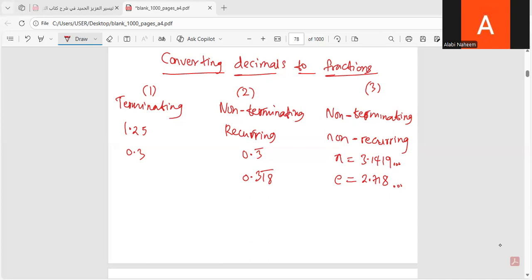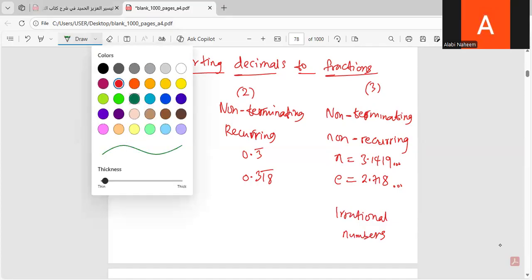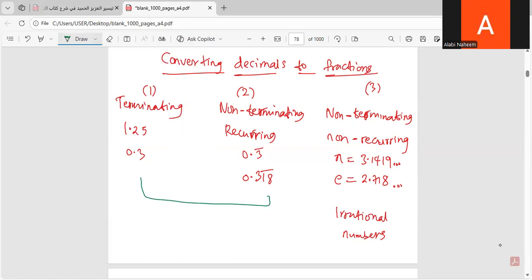So let's start from the third one, non-terminating non-recurring decimals. I've said repeatedly in previous videos that non-terminating non-recurring decimals are simply irrational numbers. That is, they were not gotten from fractions at all. So when we speak of converting decimals to fractions, we do not mean non-terminating non-recurring decimals. So we mean either terminating decimals or non-terminating recurring decimals. Any one of these two.